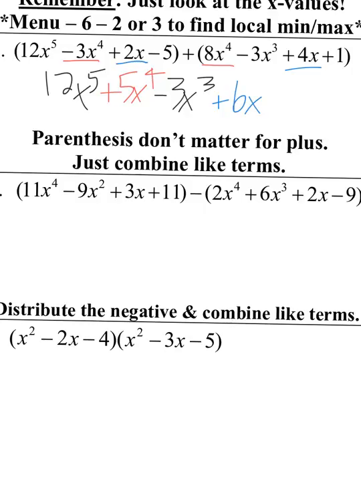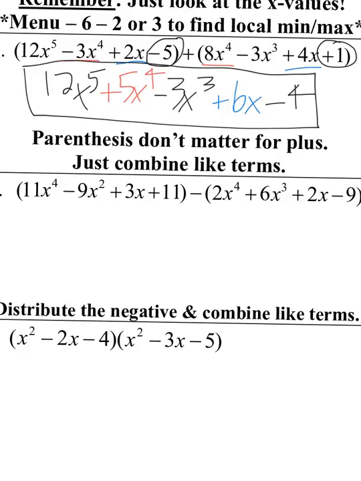All right, and then I'm going to look at my regular numbers. So I have a negative 5 and a positive 1. So negative 5 plus 1 is negative 4. So this makes my final answer. So if you were to graph this, this would have the exact same graph as you typing in this addition problem right there. It's a lot to type in, but you'd get it right if you did that.